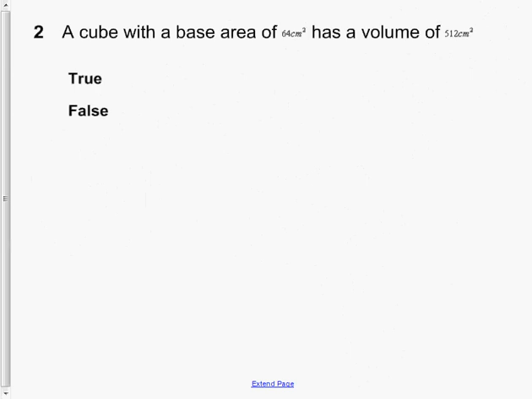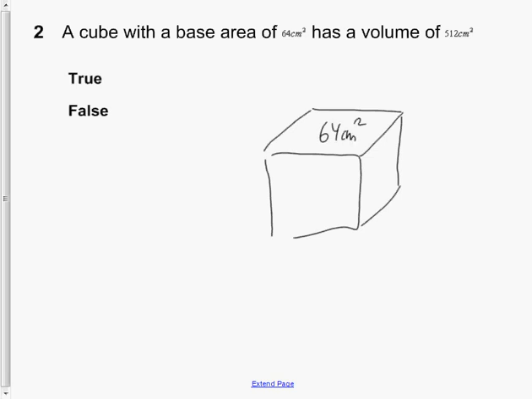Question number 2 says a cube with a base with an area of 64 centimeters squared has a volume of 512. So let's draw a cube first. First thing you should probably do is draw the cube. And the base, I'm going to do it up top here. The base was told to be 64 centimeters squared. Now, if you know the area of a square, you should be able to calculate its side length by using square root. So the square root of 64 is 8, which means that all of the measurements of this cube are all 8s, right? If the area of the square base is 64, then therefore the edge length is 8.